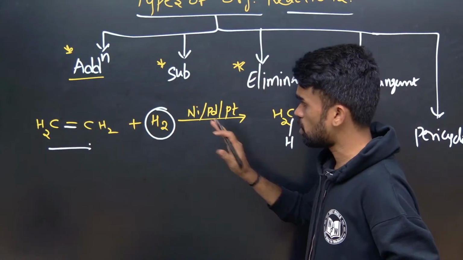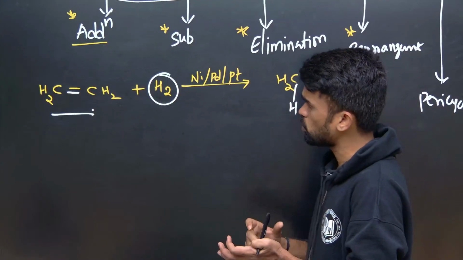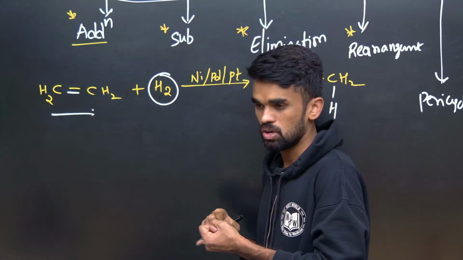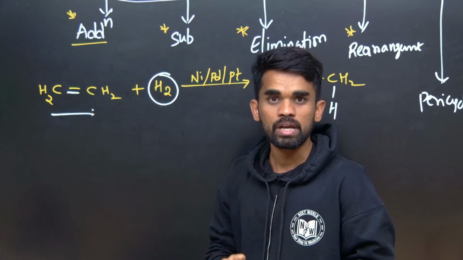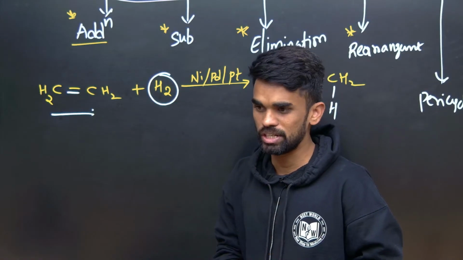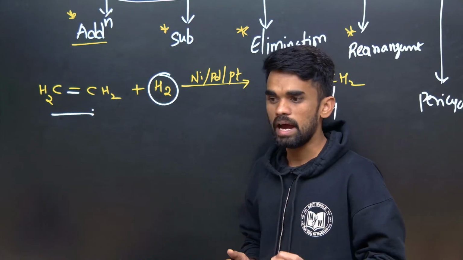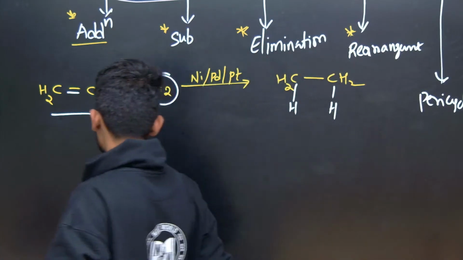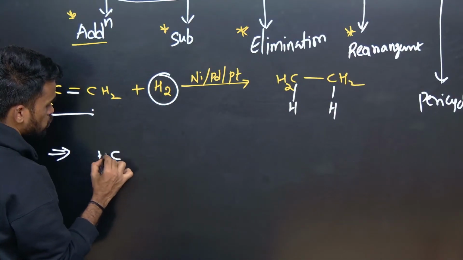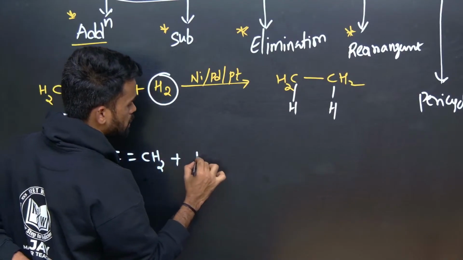Now this simple addition I have discussed. In a few cases an electrophile is involved in the addition reaction, so we can say electrophilic addition reaction. Sometimes a nucleophile is involved, in which case we call it a nucleophilic addition reaction. Now let me take CH2 again, the same thing, and to this I am adding HBr.